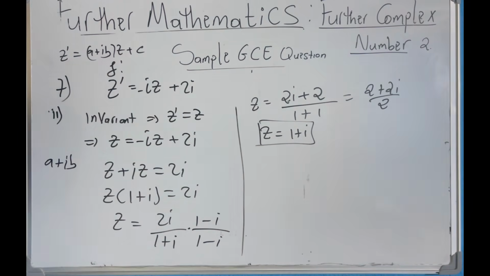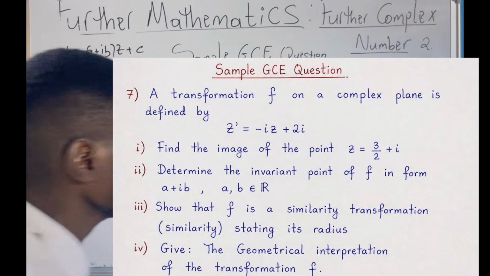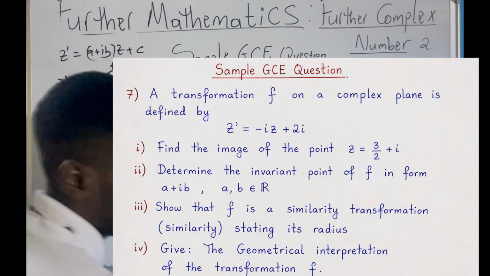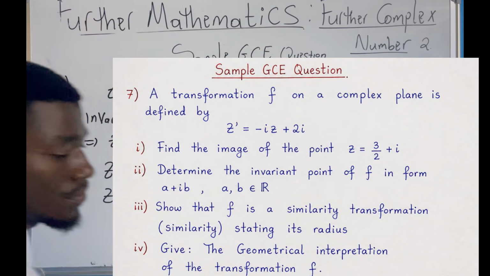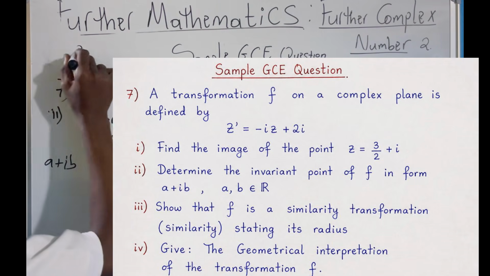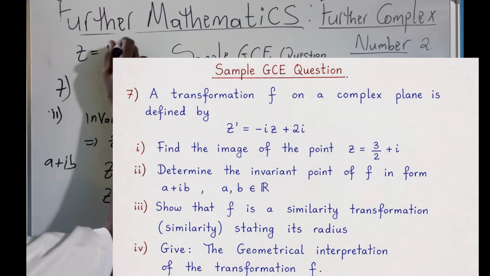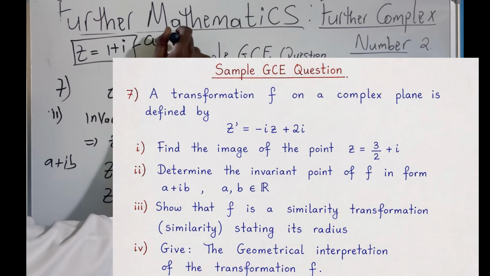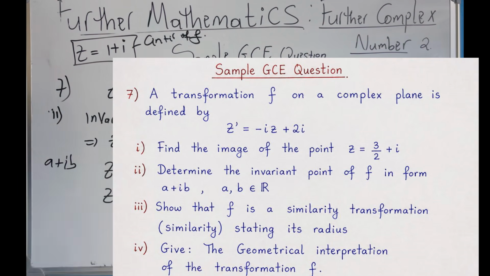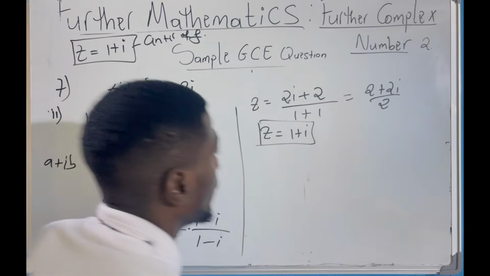Okay, then the next question. Let us keep this here so that we do not forget, as I think we will use it after. So the invariant point is z equals 1 plus i, which is already the center of the transformation f.